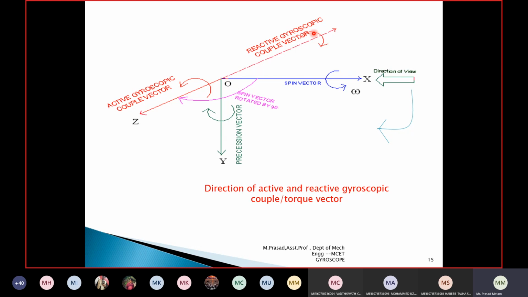We always consider the reactive couple for analysis. We don't consider any couple other than the reactive couple. We only consider the reactive couple. The reactive couple is moving in this direction. This reactive couple is moving in this direction.